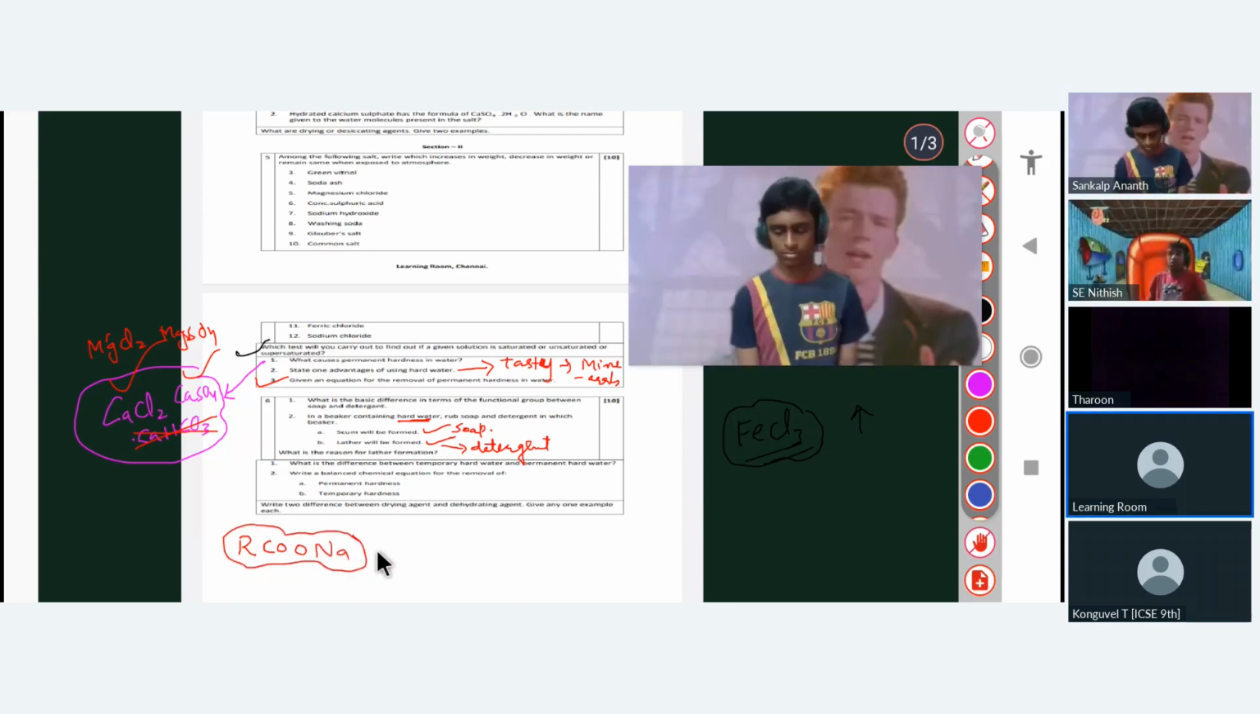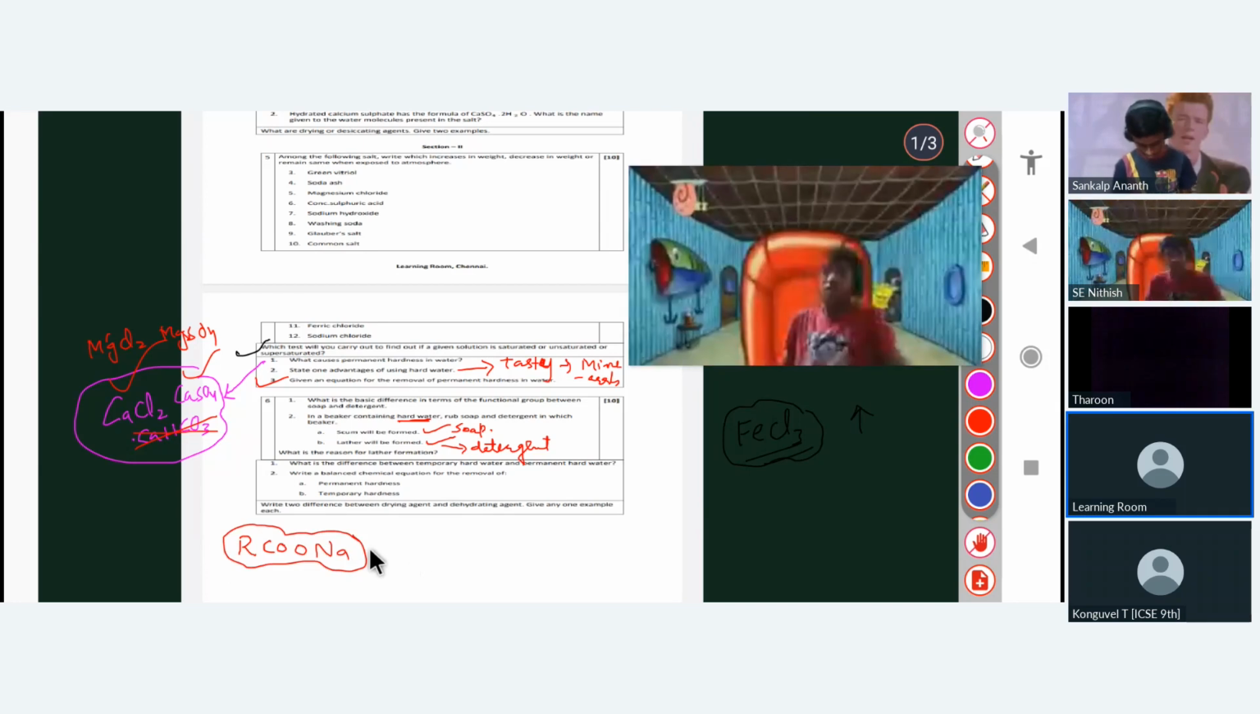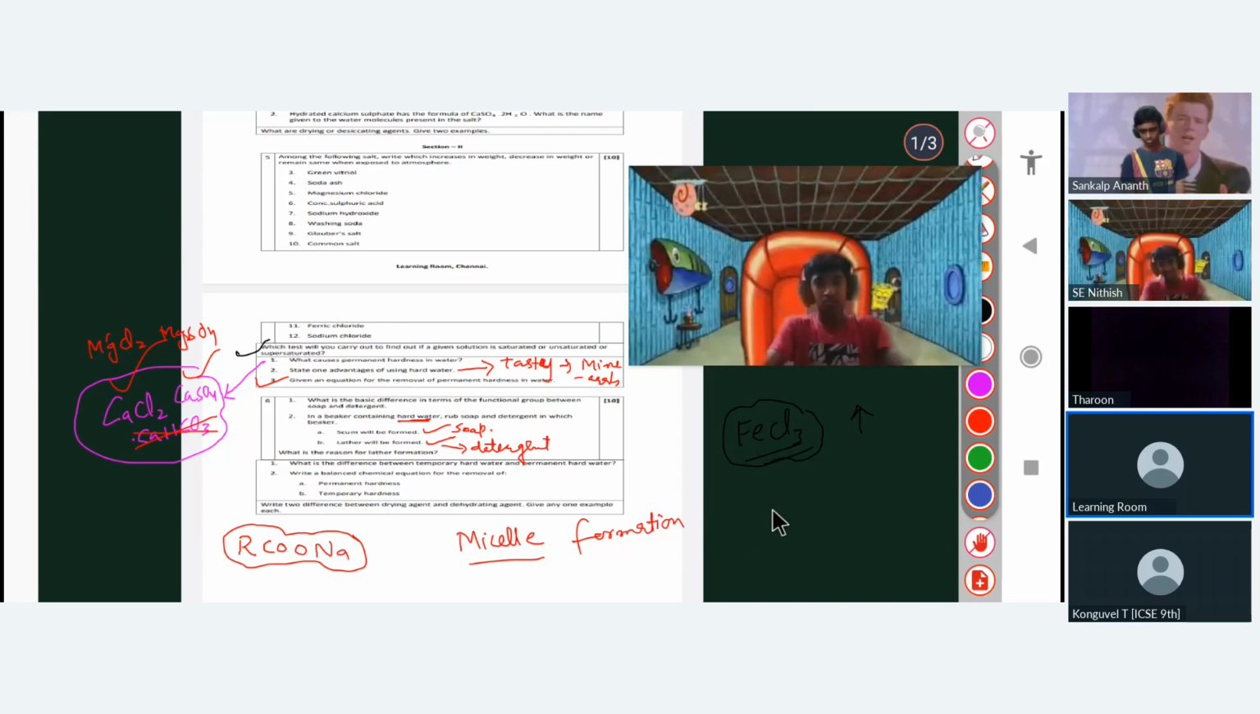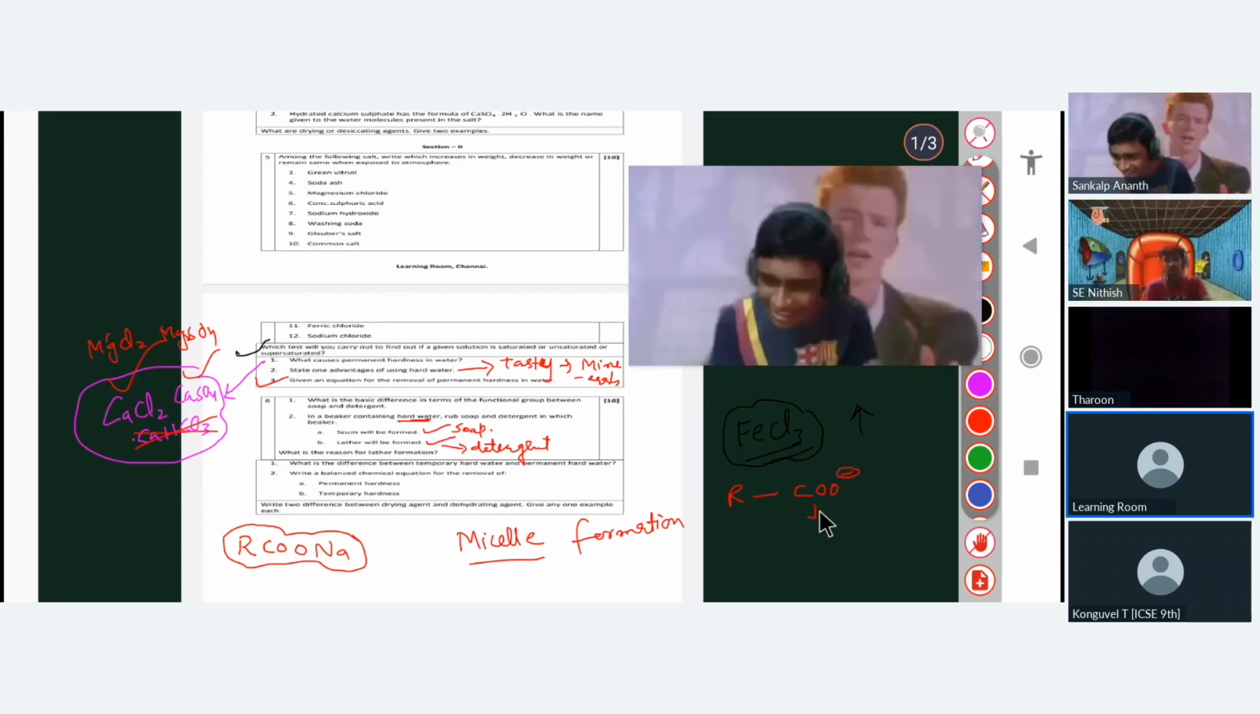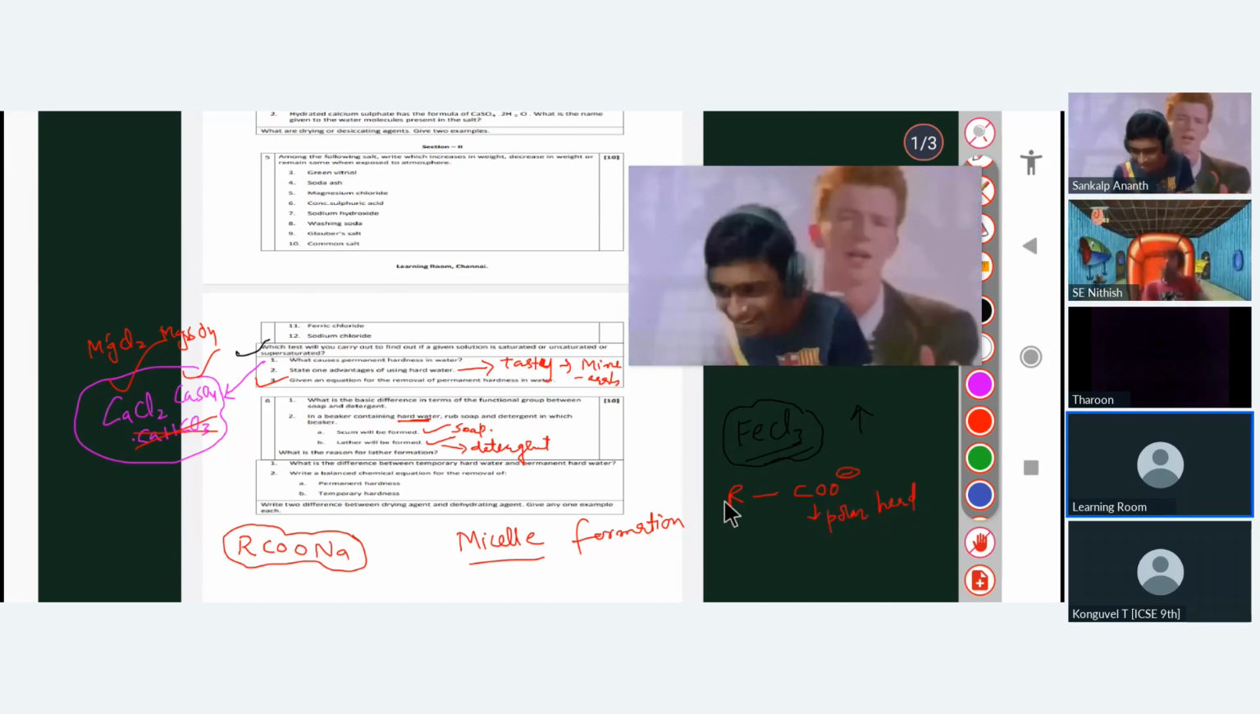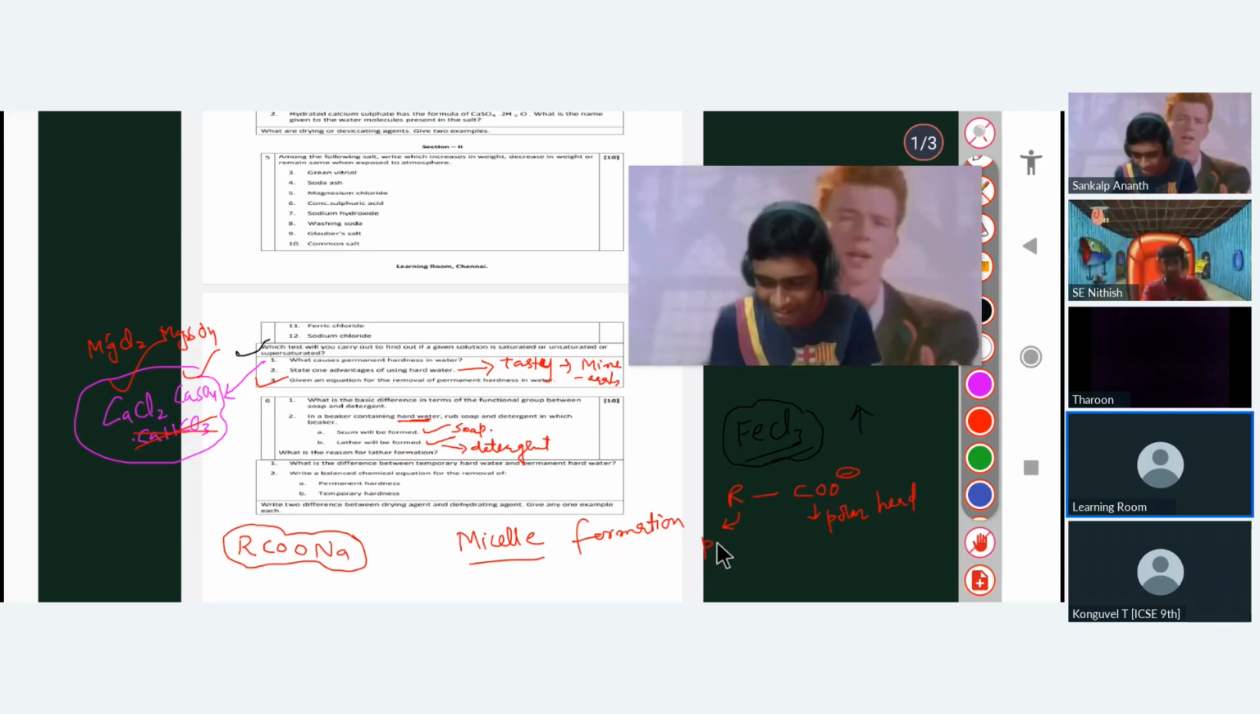When soap is dissolved in water, there is micelle formation. It is studied in higher classes. There are two parts in the soap: one is your polar head, another is your tail. I will write it like this: RCOO. This part is known as the polar head, and this R acts as the non-polar tail.